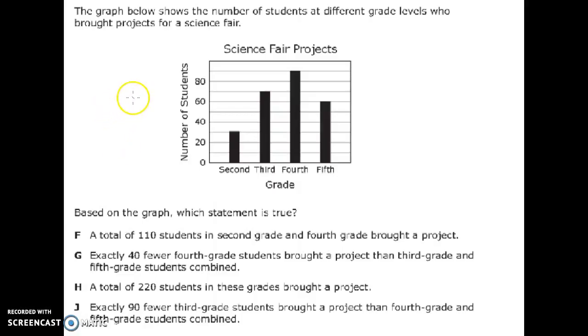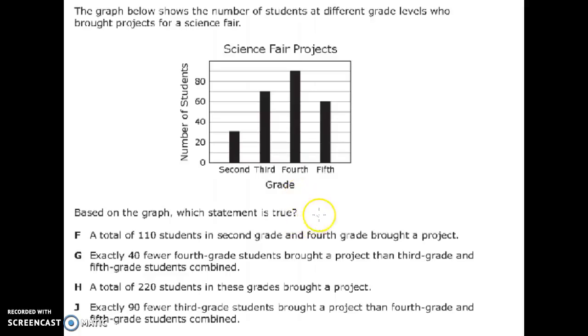So when we start a word problem, the first thing is always that we're going to finger read it. The graph below shows the number of students at different grade levels who brought projects for a science fair. It shows the data, and then based on the graph, which statement is true.